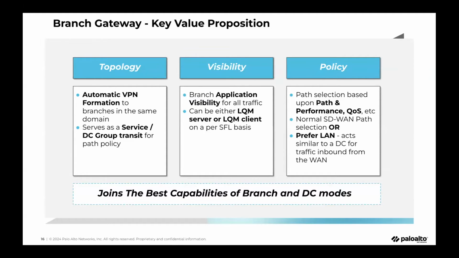And just like a branch, it provides application visibility for all the traffic, and it can be either an LQM server or an LQM client. We can also configure a path policy, so the path selection will be based upon path performance and QoS policies. It can act as normal SD-WAN path selection, or we can configure it to prefer the LAN, acting like a DC for traffic inbound from the WAN direction.